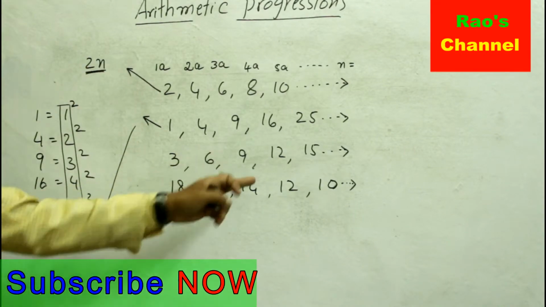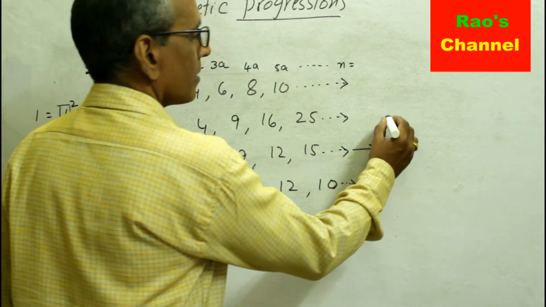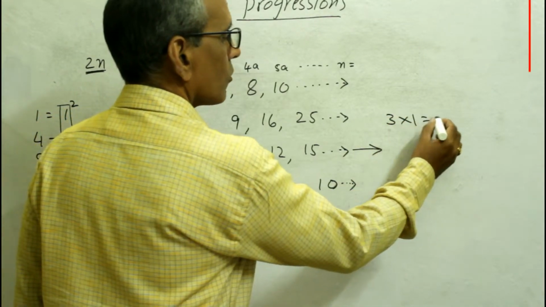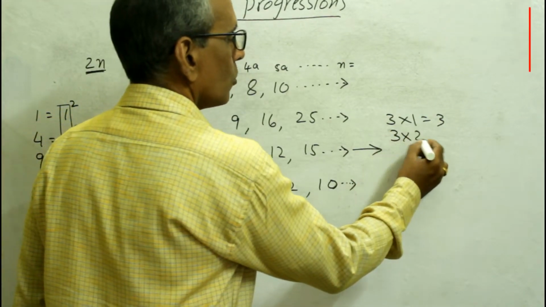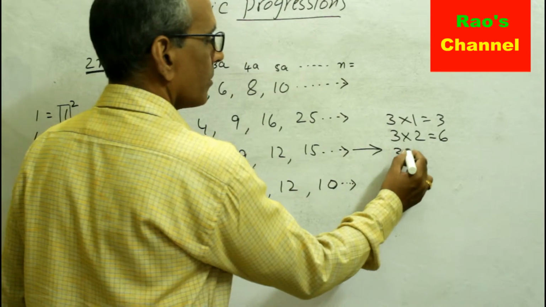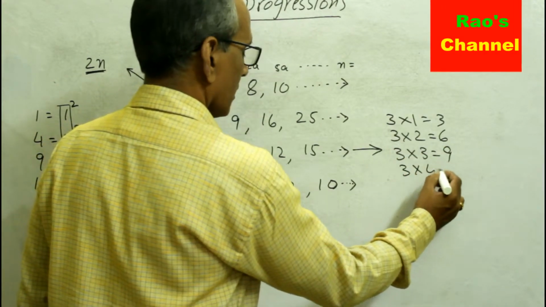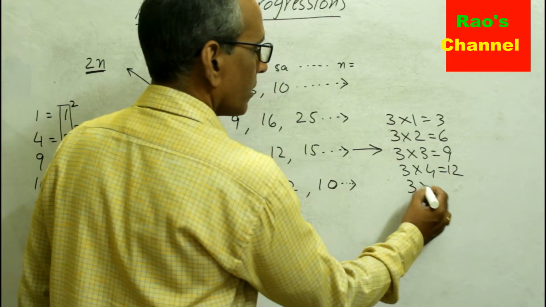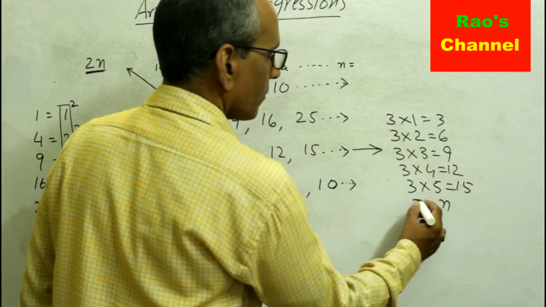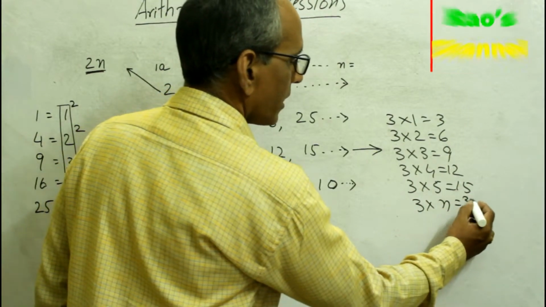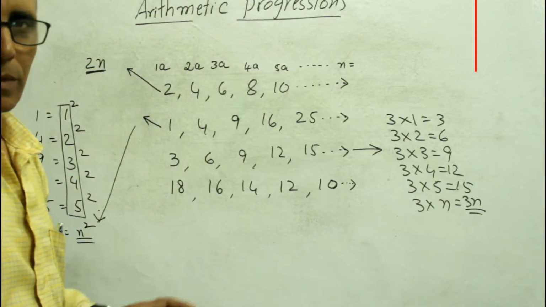Let's see the multiples of 3. The first multiple of 3 is 3 into 1, of course 3. Second multiple of 3, 3 into 2, 6. Third multiple of 3, 9. Fourth multiple of 3, 12. Fifth multiple of 3, that is 15. What is the nth multiple of 3? 3n. See how simple it is to derive a rule for a sequence of numbers.